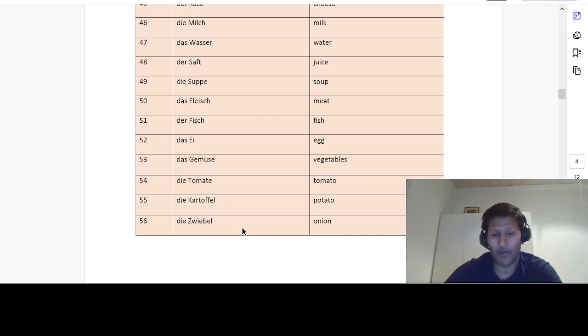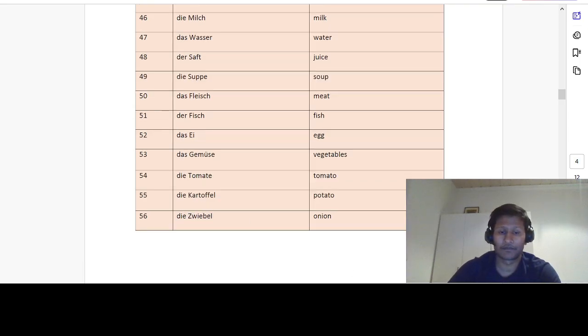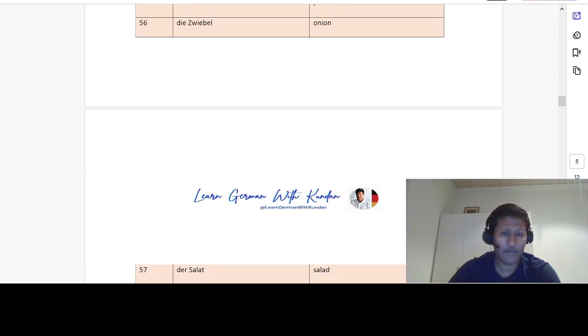But as of now, let's concentrate mainly on the meaning and the article. So die Zwiebel, onion. After I read it through, you have to just pause and memorize.